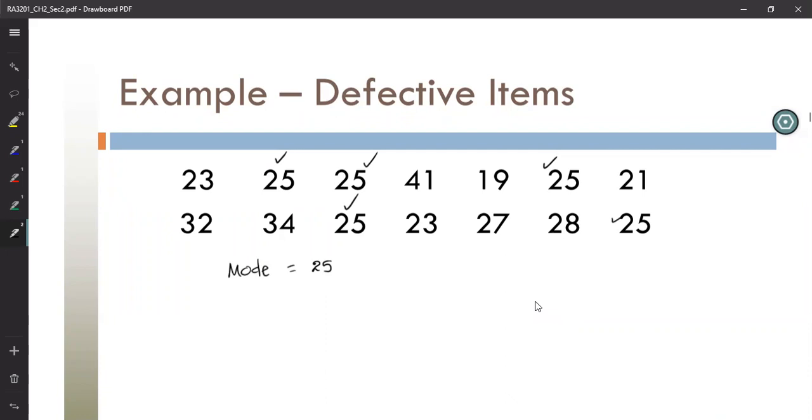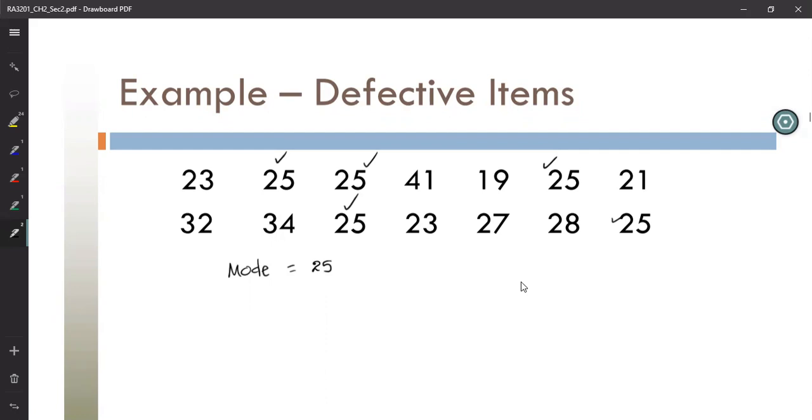Now, can there be 2 modes for a data set? What do you think? Can there be many modes to a data set? Is it possible? Yes, it is possible, right? You can have a data set where two observations both appear, say, 10 times. So that means it has two modes. Maybe there are three modes. There can be observations that occur the same number of times for their frequency, and then you'll end up with multiple modes.